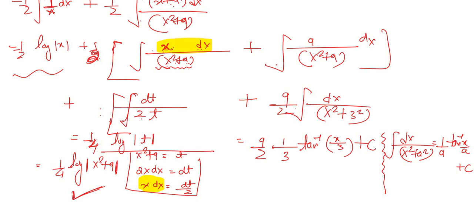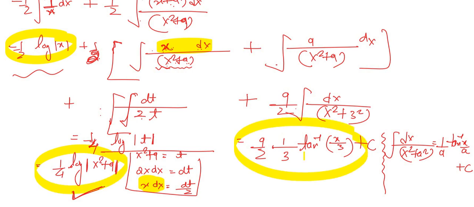So all three parts are done. This is the first part, correct? This is the second part, and this is the third part. So this is my answer. If you want, you can write it in one line in the final answer. So that's how we can solve question number 6.